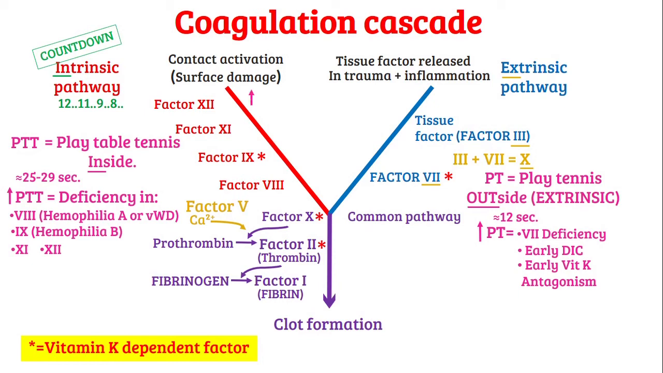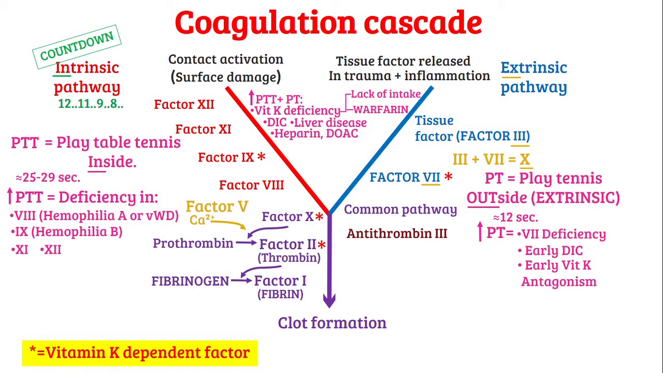If both PT and PTT are prolonged, then the causes include decreased vitamin K activity, which is more prevalent. So again, vitamin K deficiency from lack of intake or excessive warfarin treatment, as well as moderate to severe disseminated intravascular coagulation or liver disease may also be causes. Treatment with high doses of heparin or direct oral anticoagulant drugs can also cause a prolonged PT and PTT. Drugs used to prevent clotting act on different locations on this pathway.